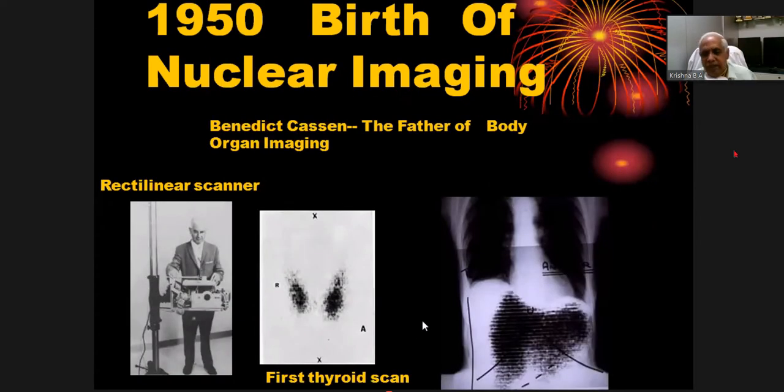The first thyroid scan was performed in 1950 by Professor Benedict Cassen, who was the inventor of the thyroid scanner. And what you see here is the first thyroid scan where two lobes of the thyroid are nicely visualized. So that was the birth of nuclear medicine.